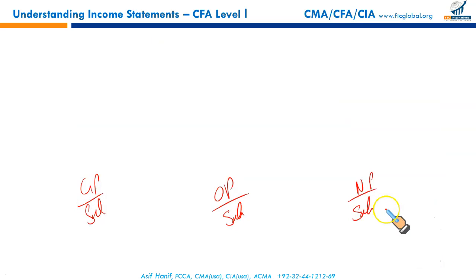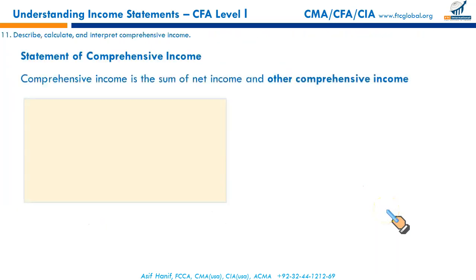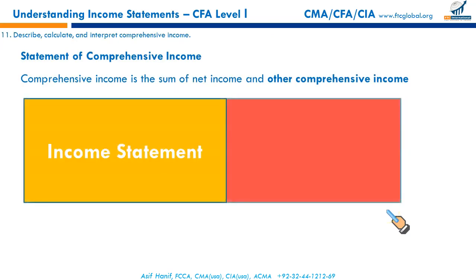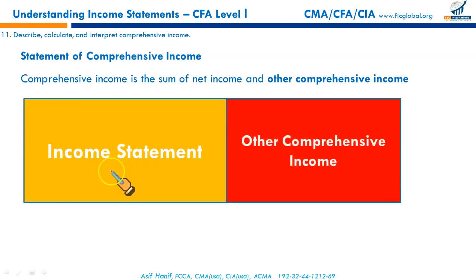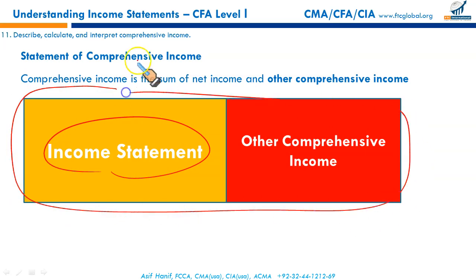So these ratios are quite straightforward, you might have gone through them in your elementary accounting. Next is statement of comprehensive income. Statement of comprehensive income is basically the sum of two statements. Your normal income statement that we just discussed, profit and loss account, results of operations, and if we add the other comprehensive income with it, it will become what you call the comprehensive income or statement of comprehensive income. This is what we know.